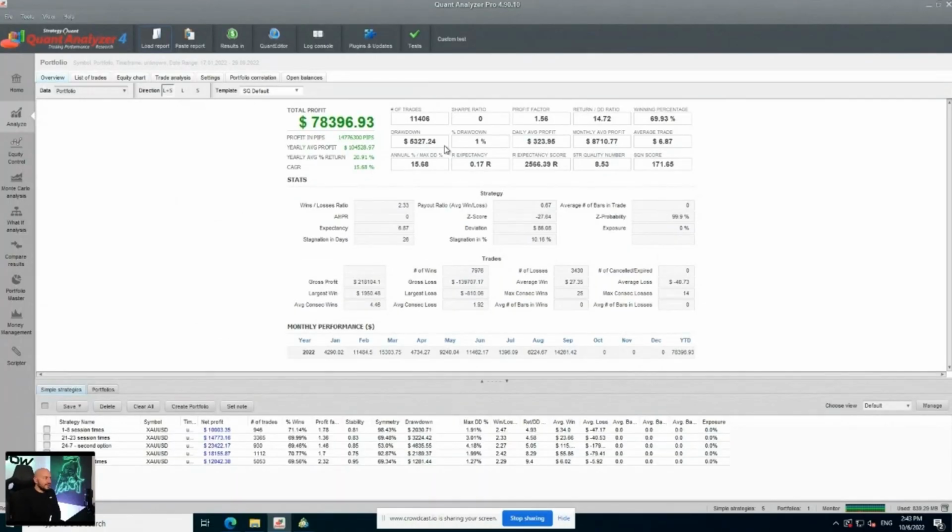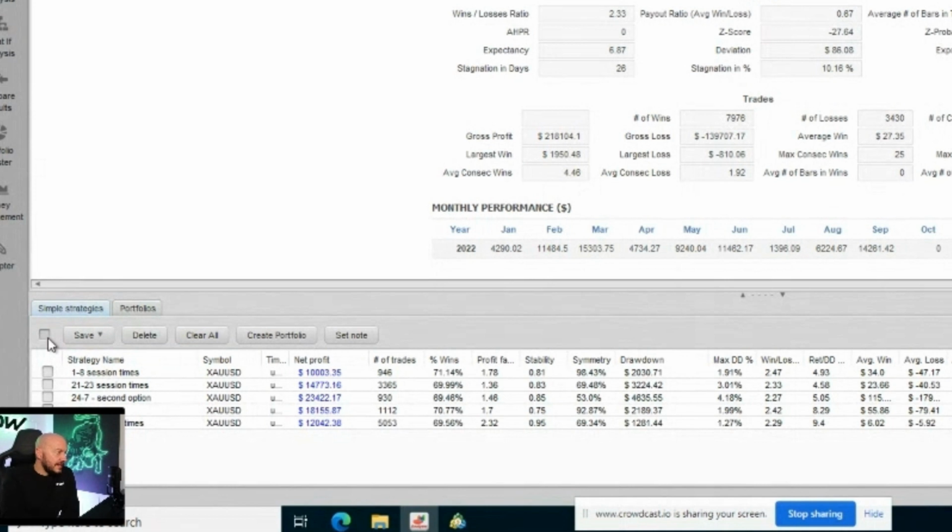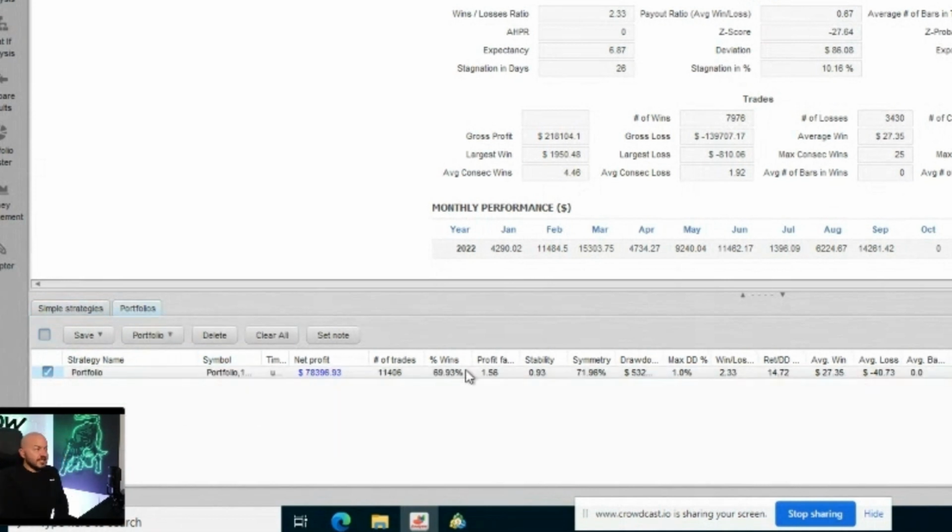This max drawdown is the peak to the low. This wouldn't all have happened in one day. So anyway, basically you upload them and they'll all show down here. You then select them all and you click create portfolio. That creates this portfolio, which is one I created earlier. And it tells you there's 11,406 trades.